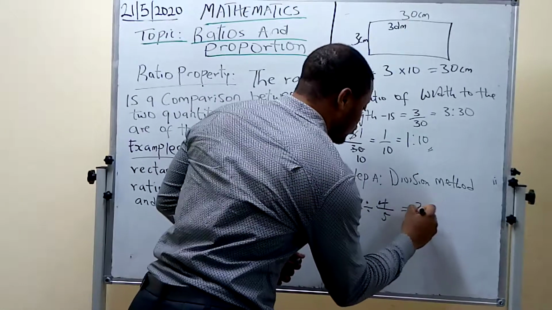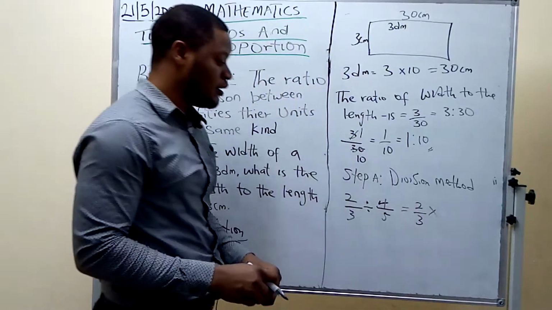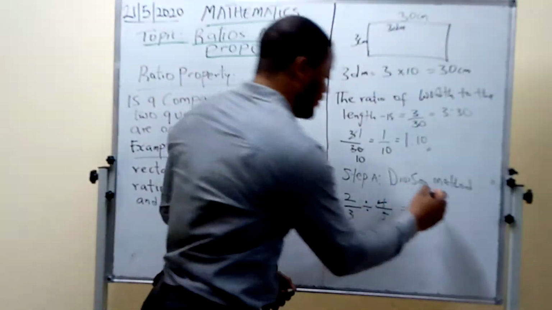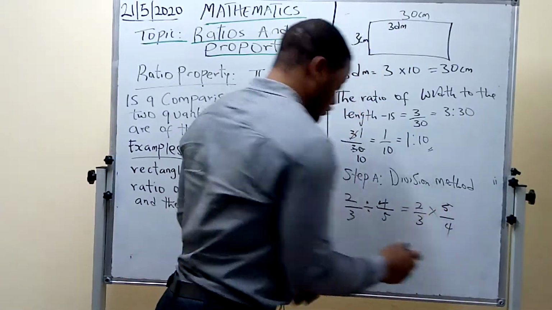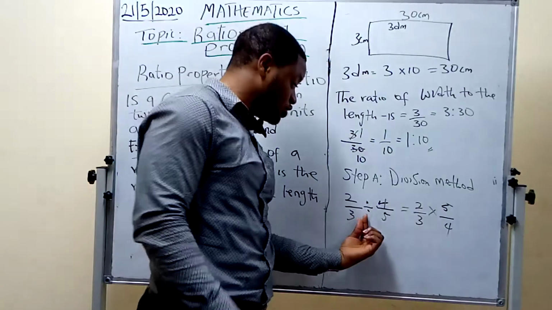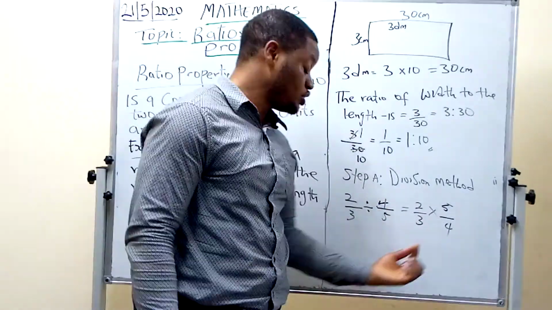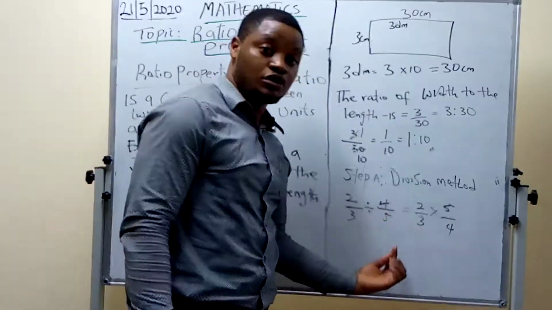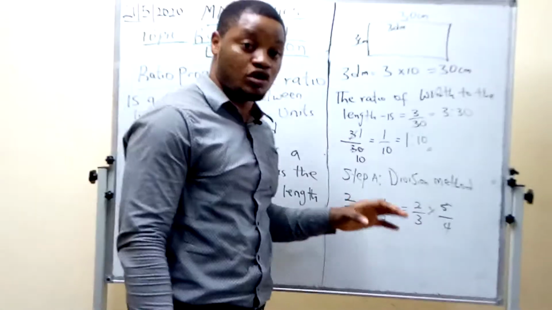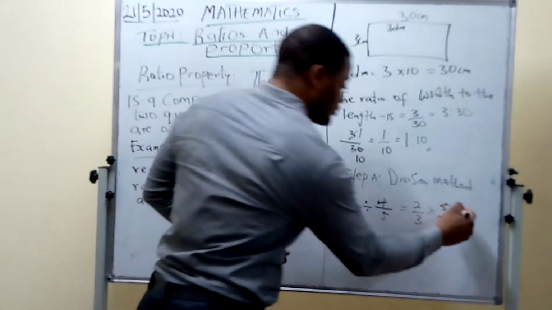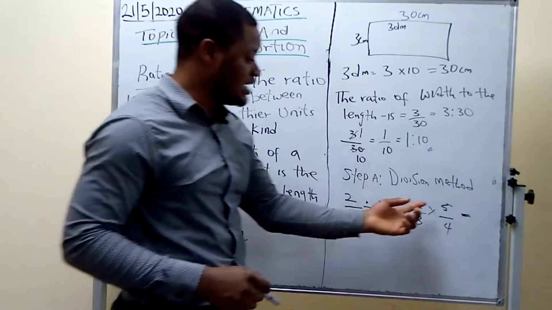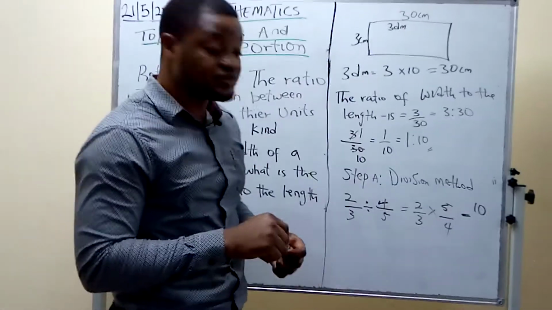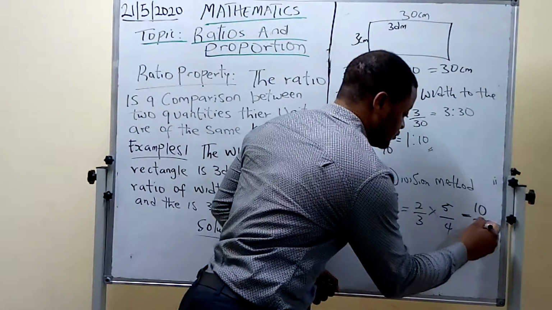Now, we have 2/3 times. This division is going to change into multiplication, times 5/4. The reason is that this division is changing to multiplication. So your second fraction is going to change. The denominator will come up while the numerator comes down. Now we have 2 times 5. 2 times 5 is 10. 3 times 4 is 12.